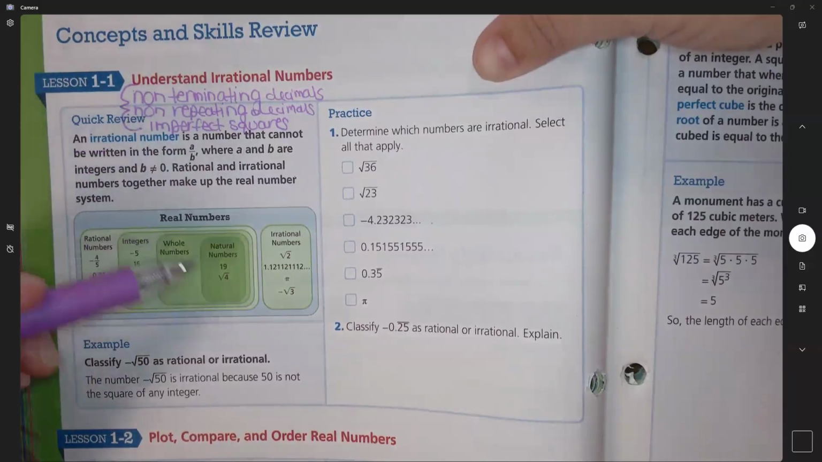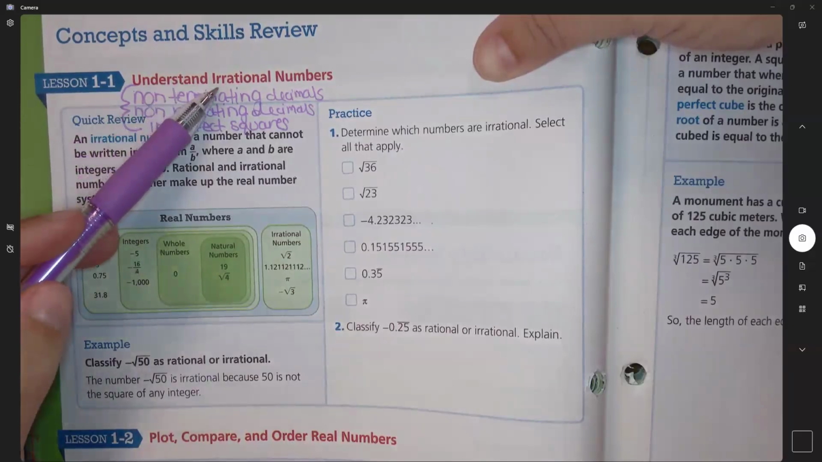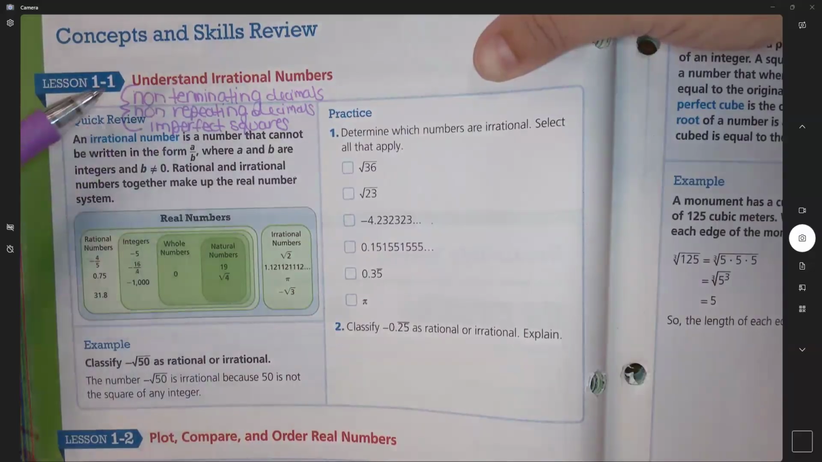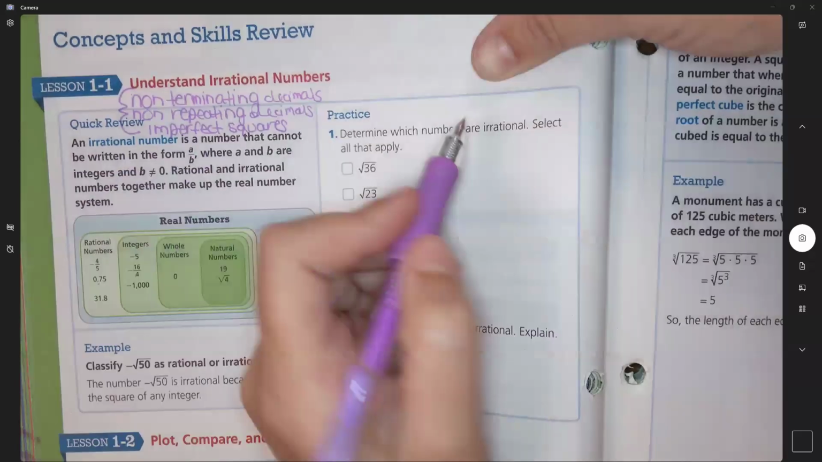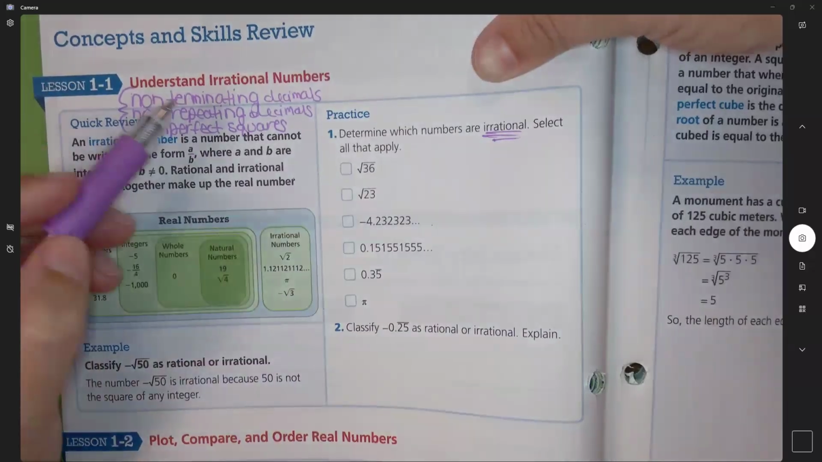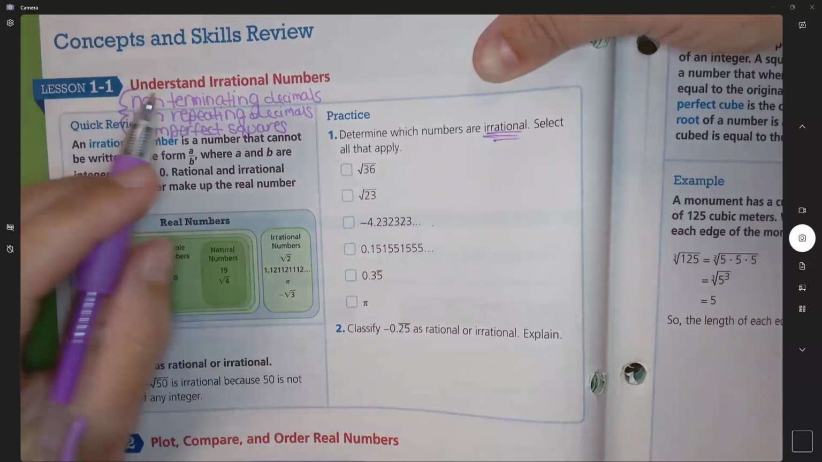In 7th grade, you had to fit them into these categories. In 8th grade, you were just talking about irrational numbers. Is it rational or is it irrational? If you can remember these are irrational numbers, then you should be good to go. So keeping that in mind, we want to know which ones are irrational. We're looking for our 3. Are they non-terminating, meaning they never end, they don't repeat, and they're not perfect? That's what we want to know.